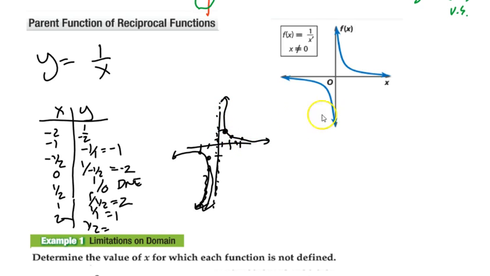Something like this. That's where it comes from. That's a reciprocal function. So now we add this to our ever-growing list of functions. Now we know if my graph looks like this, the graph should look like this.